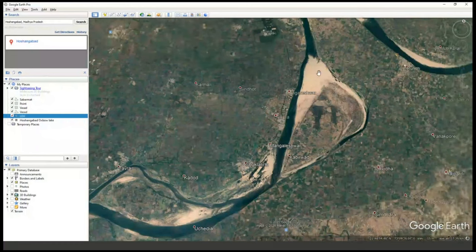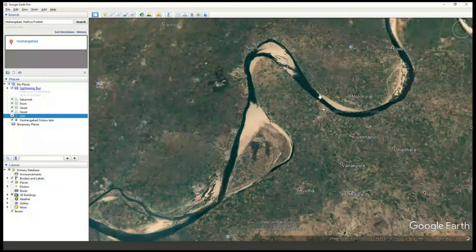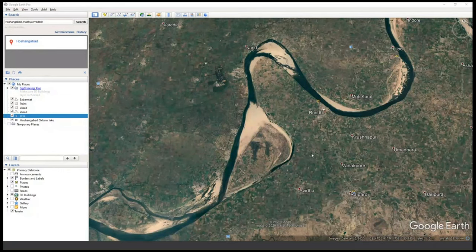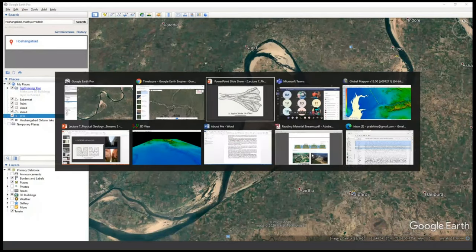So islands are formed, channel bars are formed, point bars are formed. Now this was formed as a point bar, and now it is converting into land. Here we can see there is a deposit. Channel bar deposition is here, and here it is a point bar deposition. So those kinds of deposits are also happening in a river system.